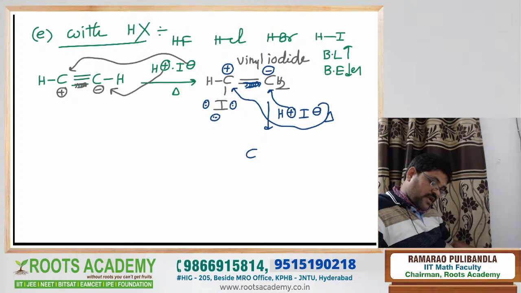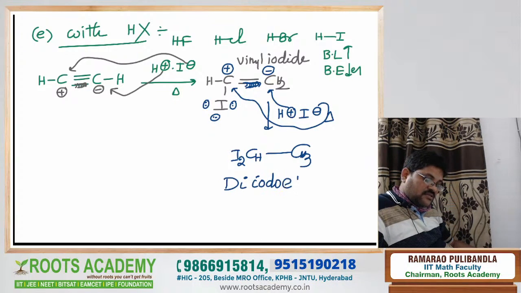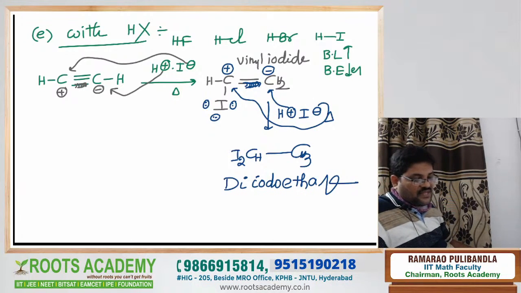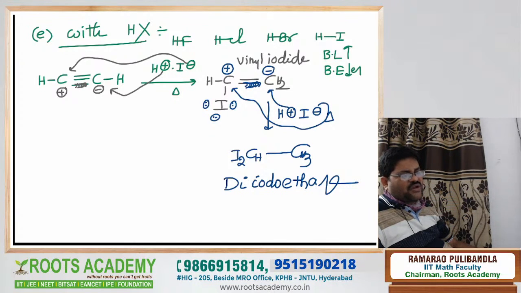From that, what do you get? You get CHI2 single bond CH3. That is called diiodoethane. Then the answer, what do you write? Diiodoethane is formed. That is the reaction for hydrogen halides. It's very easy, no confusion.